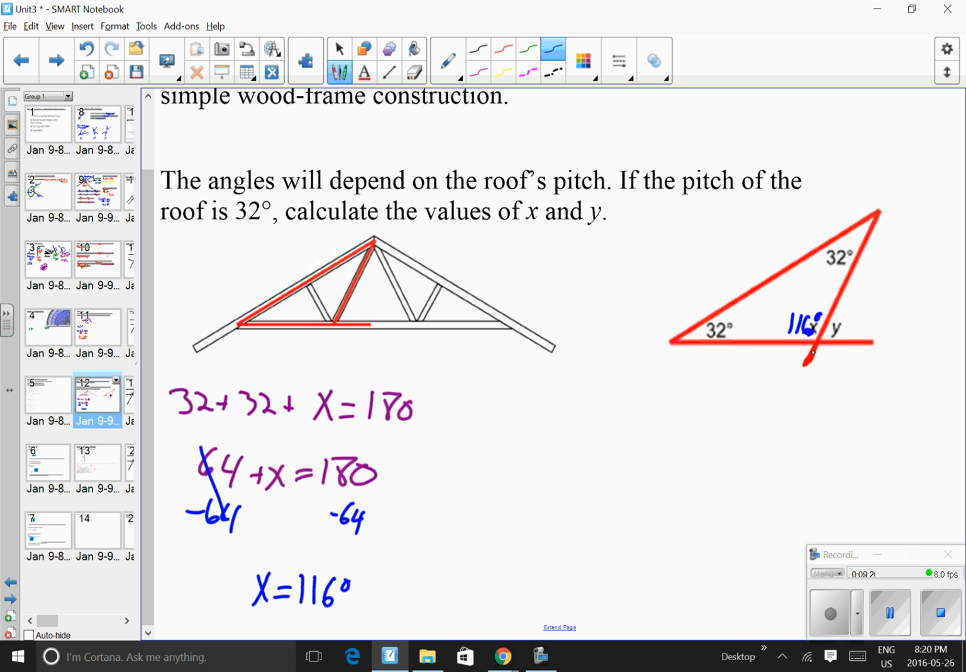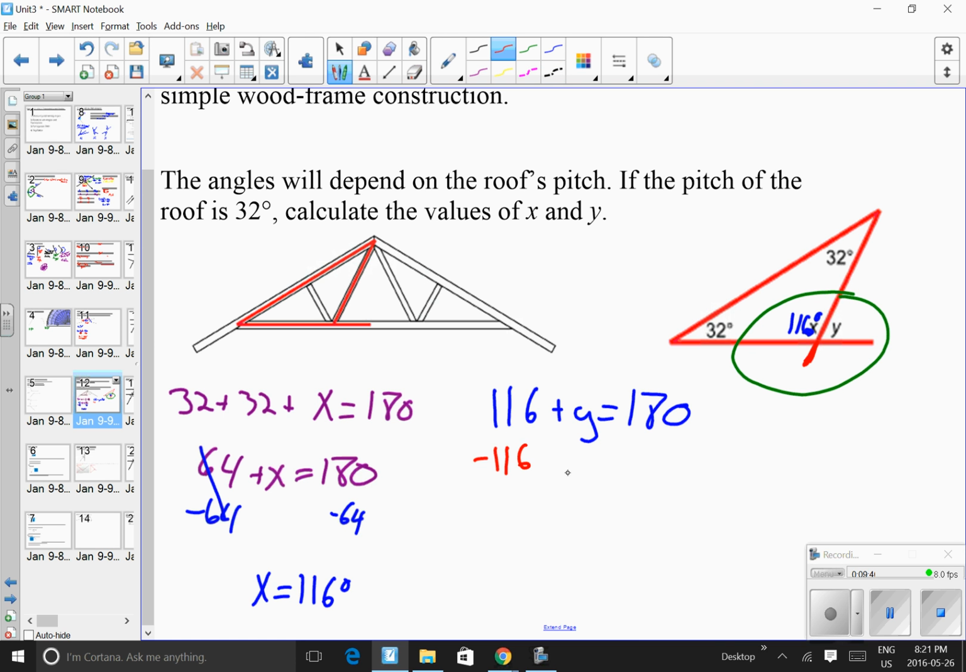Now, you saw that I extended this line here, and if you just look at this part here, I've got two lines crossing. X and Y, they are adjacent angles. Adjacent angles have to add up to 180. 116 plus Y has to equal 180. Subtract 116 from both sides. And I'm going to have Y equals 180 minus 116, which is 64 degrees. So those are my answers right there.